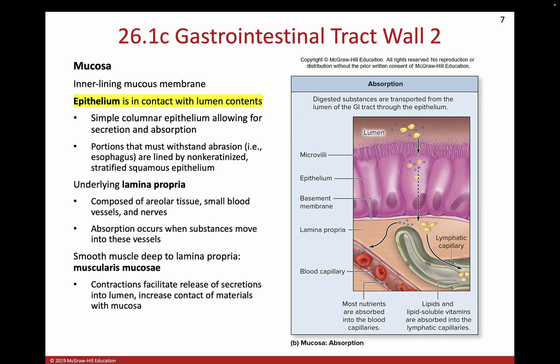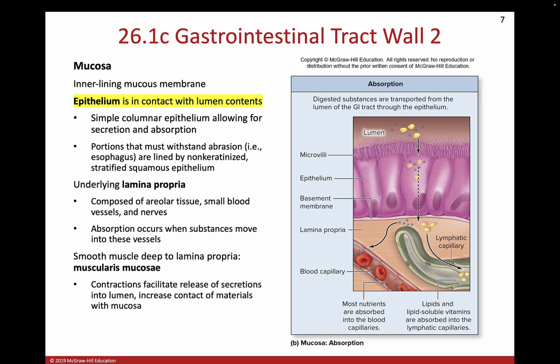Now, as noted previously, the mucosa is the epithelium that is in contact with lumen contents. Depending upon where we are, it can be a simple columnar epithelium, and that allows for secretion and absorption. But there are going to be some areas that are under significant mechanical stress, such as the esophagus, and they are going to be lined by a non-keratinized stratified squamous tissue. We've seen this before in areas where there is high amounts of mechanical stress.